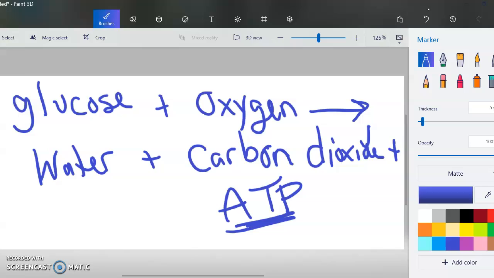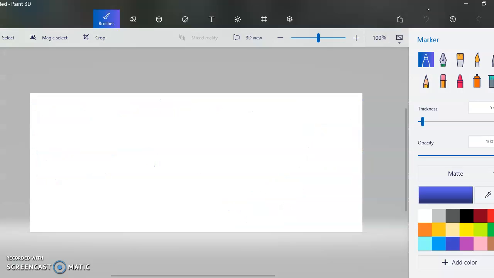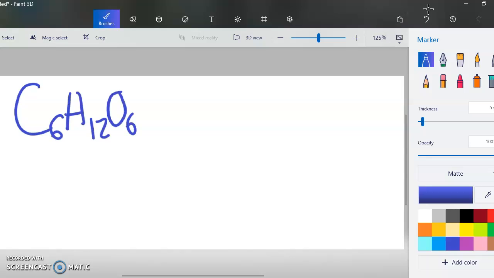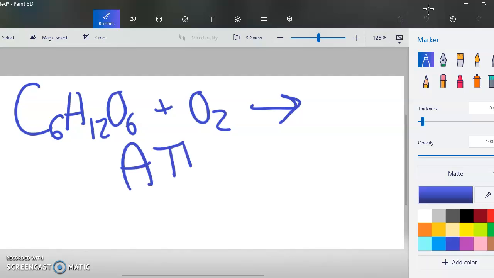So if we look at this in a chemical equation, right? We said glucose plus oxygen makes water, carbon dioxide, and ATP. All right, well, let's look at it as a chemical equation. Glucose, which is C6H12O6, which just means there's 6 carbons with 12 hydrogens and 6 oxygens, right? We've got that plus oxygen, and that reacts to make our adenosine triphosphate, our carbon dioxide, and some water.